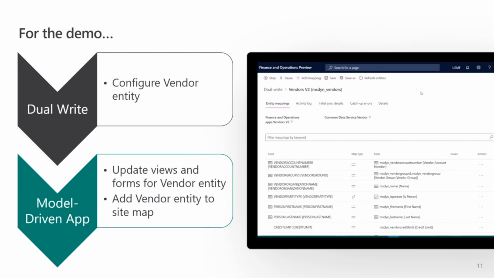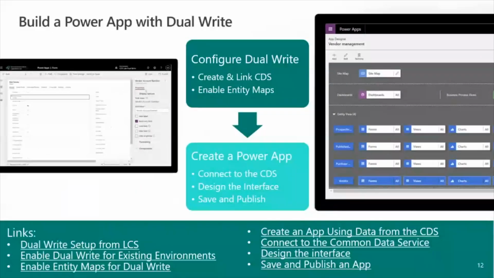Once I enabled that entity for mapping, I was able to go ahead and create my model-driven app. In my case, I didn't really need to do much to the views or forms for my vendor entity because it is a native entity in the common data service and already had all of those tabs and fields. So I didn't have to go through the process of designing that form. But I did have to add that entity into my sitemap so that it would show up on the navigation of my model-driven app.